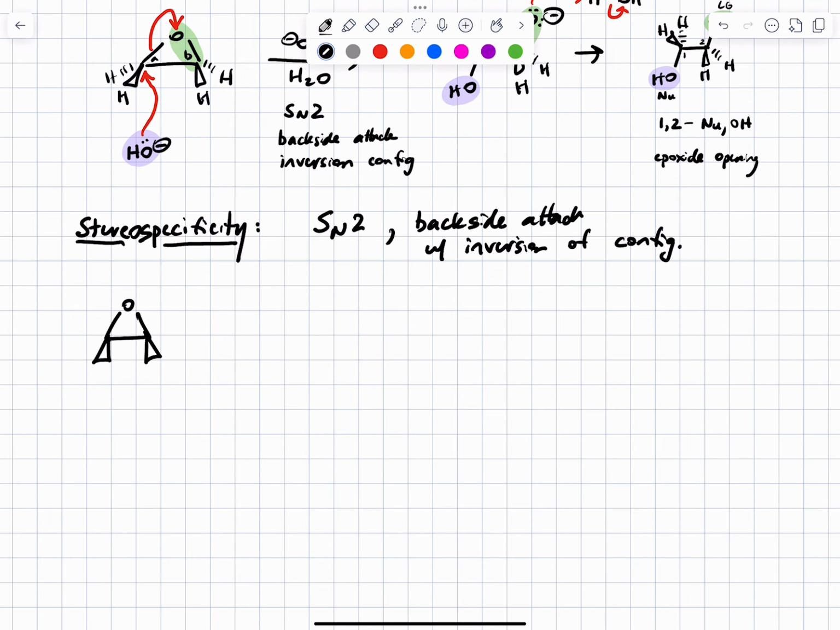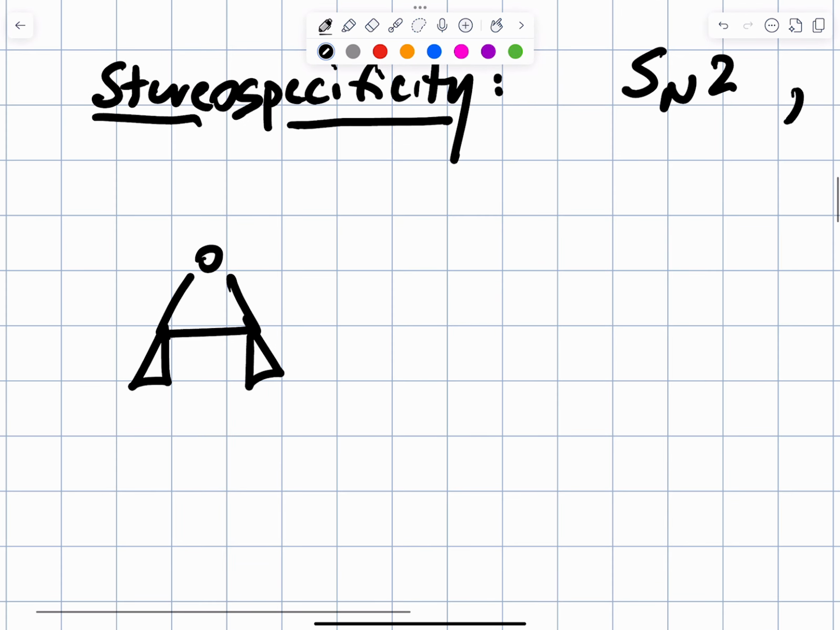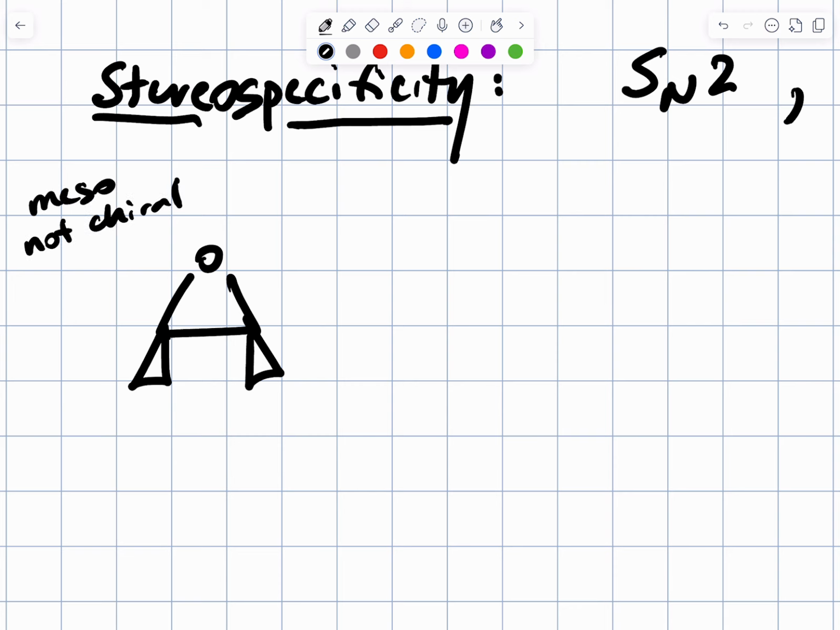You've actually seen this before, I think, maybe on a problem set or an exam. This is a meso epoxide. It is not chiral. Carbons A and B are equal to each other. Maybe we'll just call them 1 and 2. We don't care. C1 is equal to C2 here, and there's a plane of symmetry that makes the molecule not chiral. I chose this example deliberately so that it would not matter whether we attack C1 or C2.